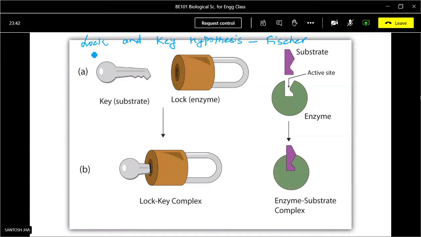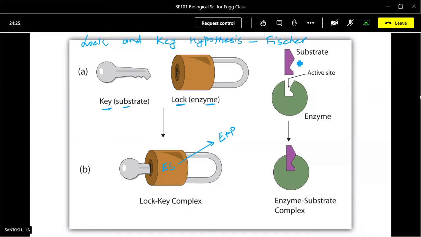As the name suggests, lock and key hypothesis. According to this hypothesis, enzymes were considered as a lock and substrate were considered as a key. As we know, every lock has a particular key, and it can only be opened through that particular key. In the same way, every enzyme can only interact with its particular substrate. Then there is a formation of enzyme substrate complex, and then it may get converted into free enzyme and product. So this hypothesis resembles the lock and key analogy.